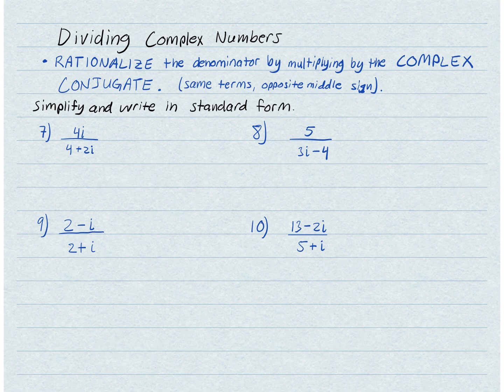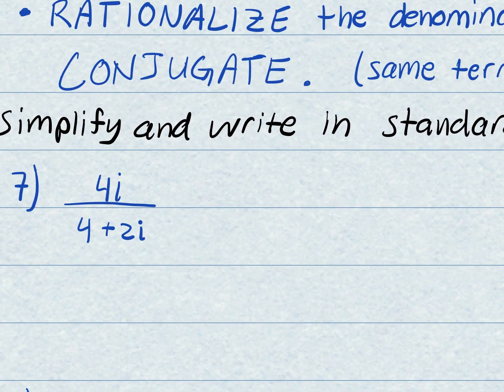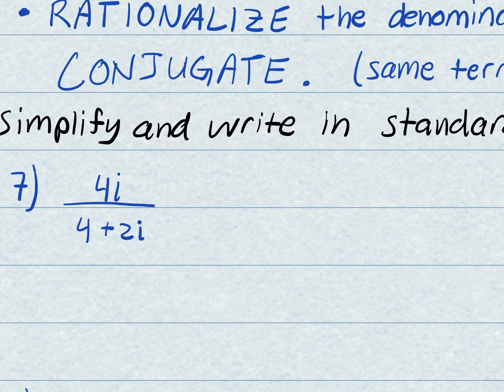All right, so now we get into dividing complex numbers. To divide complex numbers, you need to rationalize the denominator by multiplying by the complex conjugate. The complex conjugate, if you don't remember, is the same numbers, but with an opposite middle sign. So something like number 7 here, 4 plus 2i in the denominator, that's a problem. We can't have an i in the denominator because the i is the same as a square root. And if you remember weeks ago, we don't want square roots in the denominator. That makes it not simplified.